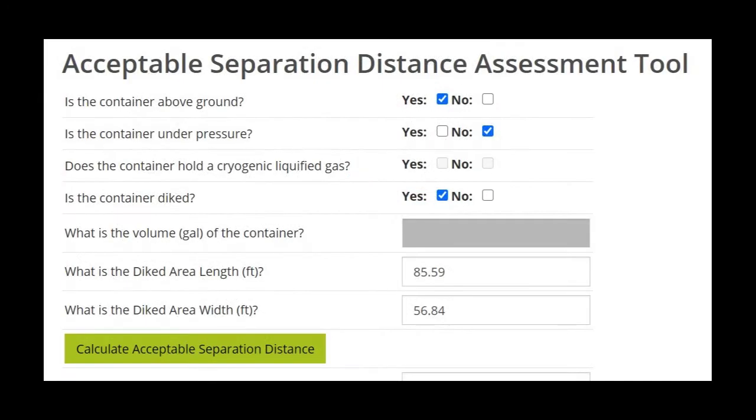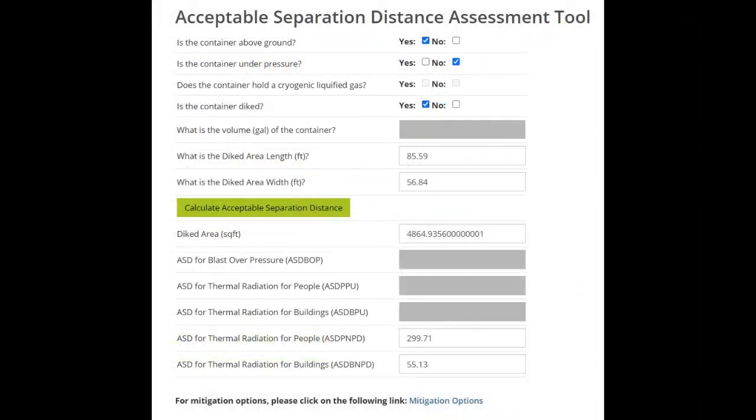To determine the separation distance for the tank, we use the ASD calculator on the HUD Exchange website. We enter the following information. The container is above ground. It contains liquid fuel and is not under pressure. The container is diked. As mentioned, the diked area is 85.59 feet in length and 56.84 feet in width. After all entries are completed, we select Calculate Acceptable Separation Distance.